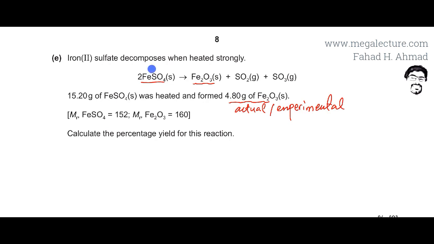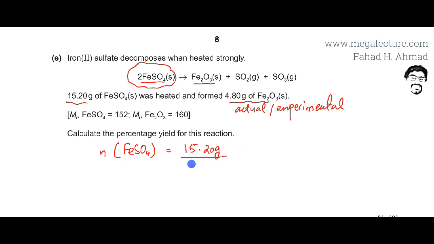So I'm going to start off with FeSO4, and I'm going to first find out the theoretical amount of Fe2O3 that should be formed according to our calculations. The first thing would be, I'm going to find the moles of FeSO4. Moles is mass divided by MR. The mass is already given, it's 15.2 grams, divided by the MR of FeSO4, which is also provided, it's 152. And the answer on my calculator comes out to be equal to 0.1 moles.